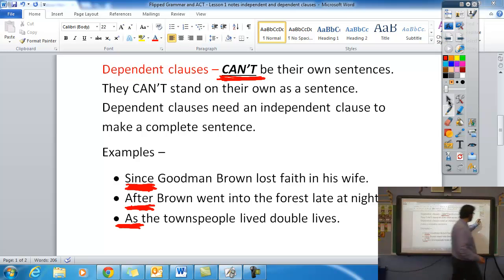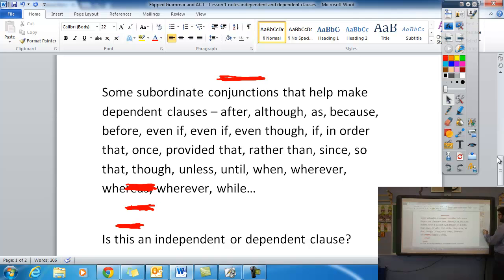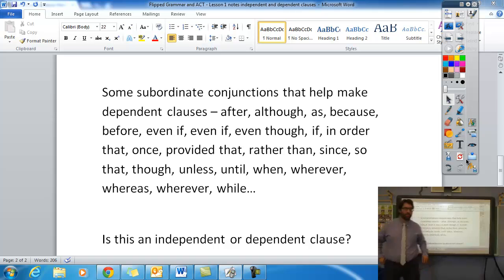So there's a bunch of words, right? So these are a bunch of subordinating conjunctions that help us to make dependent clauses, right? After, although, as, because, before, even if, even though, if, in order, and you can read the list, right? All of these words help to make clauses dependent. This is just a partial list of all the different subordinating conjunctions, right? Let's just take a look at a few of them, right?